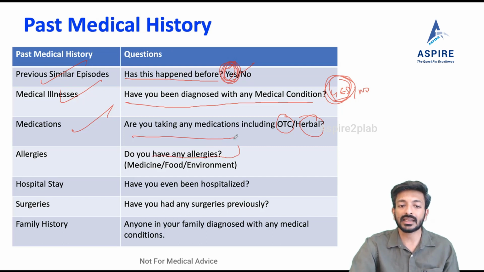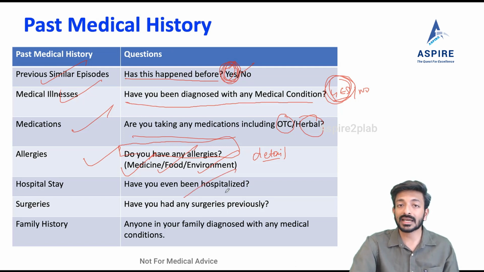Allergies: do you have any allergy? Medicine allergy, maybe food allergy, environmental, any allergy they might have. So make sure you go into detail. How did you get to know that you are allergic? When were you diagnosed with this allergy? What was your age? So you have to go into detail.